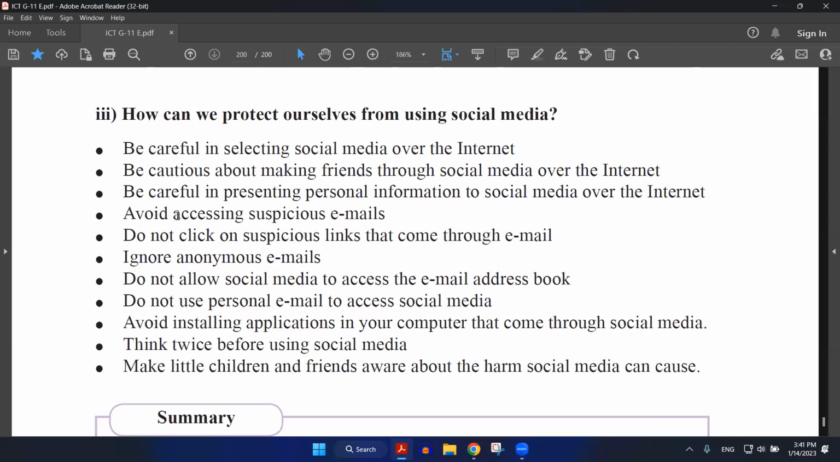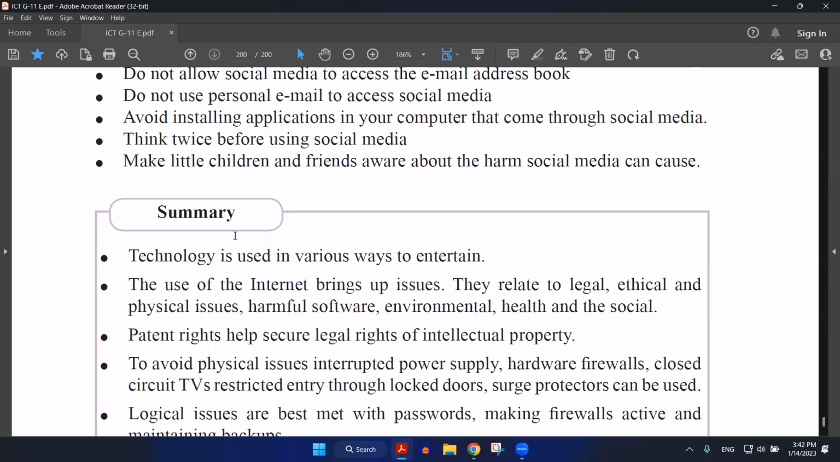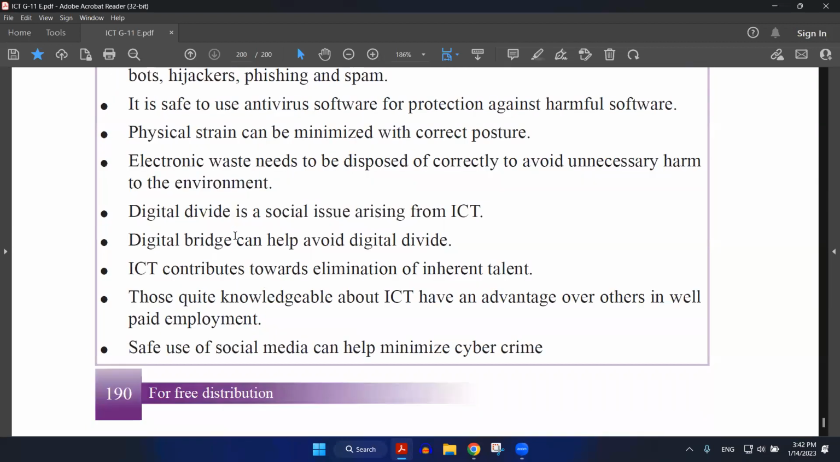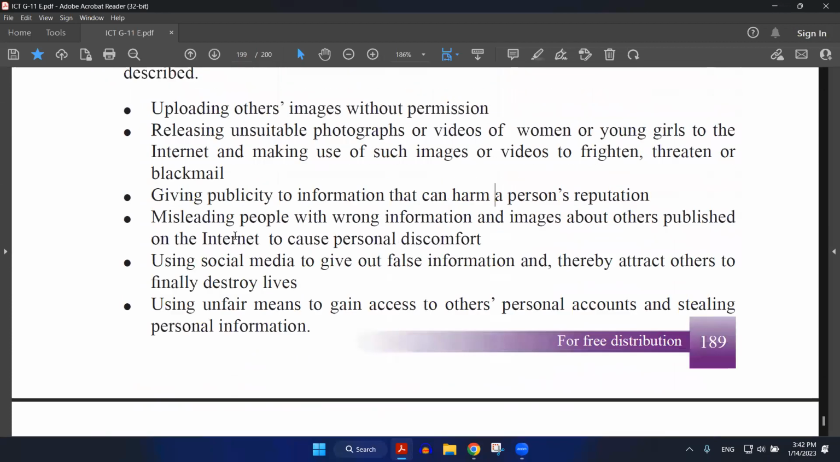Right? And avoid installing applications on your computer that come through social media. You don't know, because social media is just a platform for people to meet virtually. It's not a platform which certifies applications. Some applications are provided by the company which maintains the social media, so of course those could be reliable, but most of them are not reliable, right? So likewise, we have to be very careful when we are maintaining an account inside social media. Right, so that comes to an end.